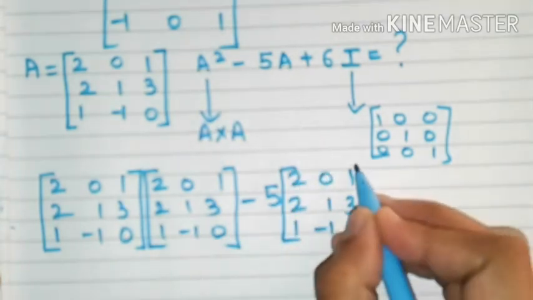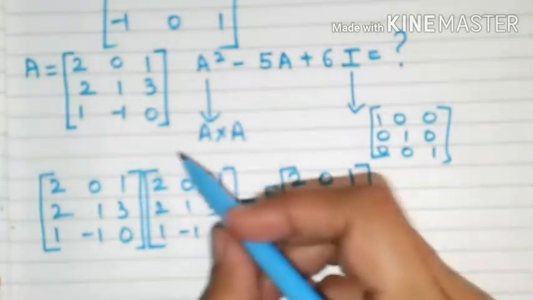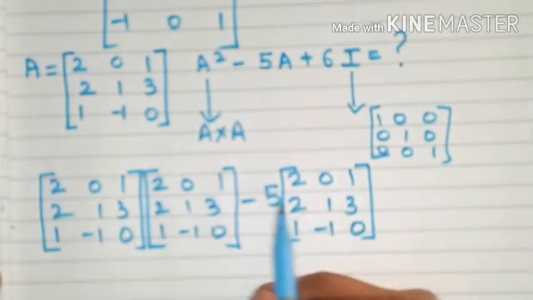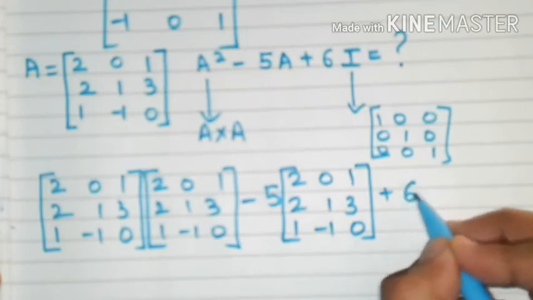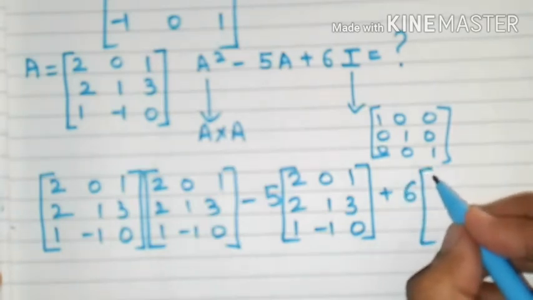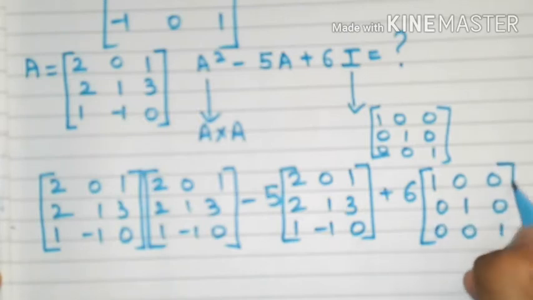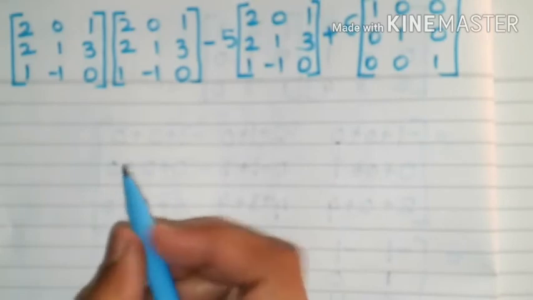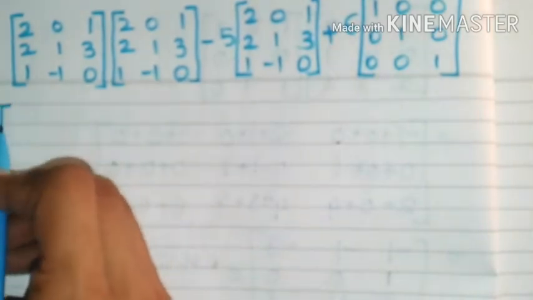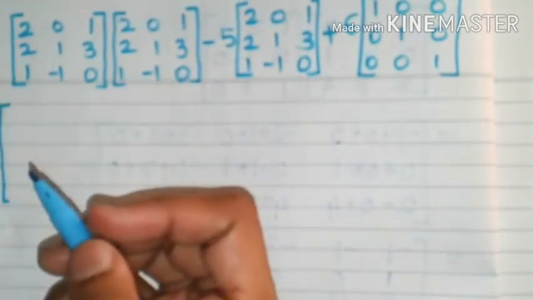Let's be very careful when copying the values of the matrix. Let us not miss any number. Plus 6 into the identity matrix. So it will be identity matrix of order 3. This is the value that we are asked to find out. So friends, let's do matrix multiplication. So the resultant matrix will also be of the order 2 by 3.